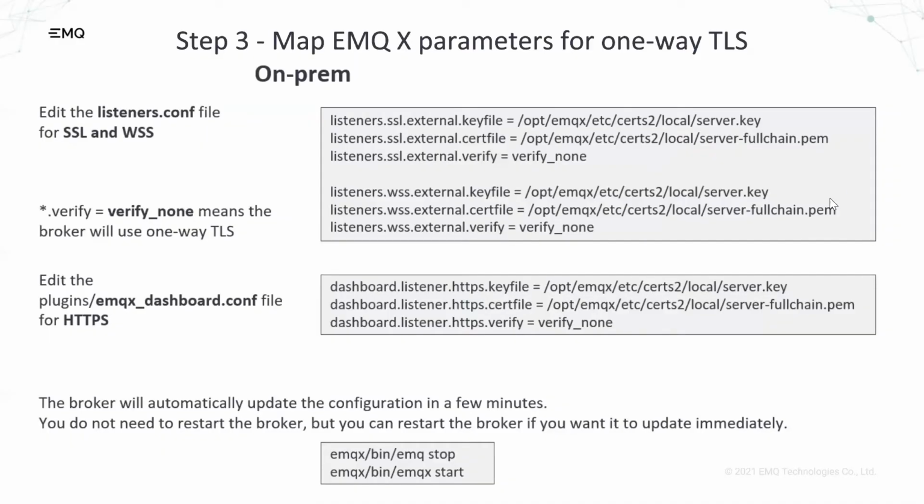Now that we know what the certificate files contain, our next step is to map them to EMQX parameters. For on-prem, we will map them in the listeners.config file, and we'll use the server.key and map that to the key file parameter, and server full chain will map to the cert file. We'll do that in 3 different sections, in the SSL, WSS, and for HTTPS, we'll use the EMQX dashboard config file and map the same files in that file. Note that the only files we really need are the server.key and the server.fullchain files. And then to specify that we want one-way TLS, we'll set the verify parameter to verify none.